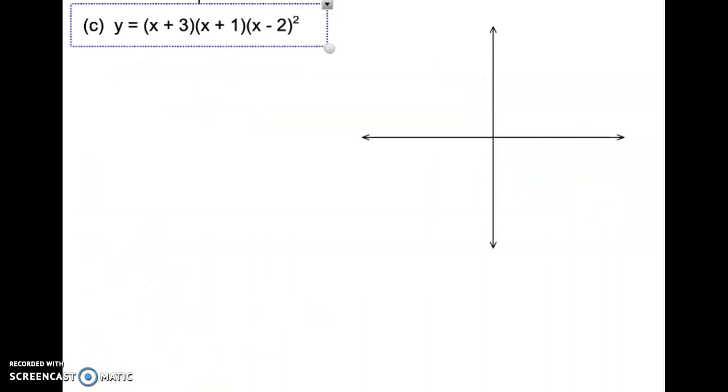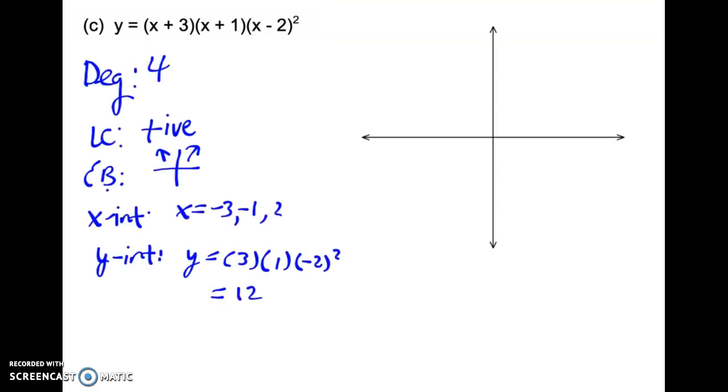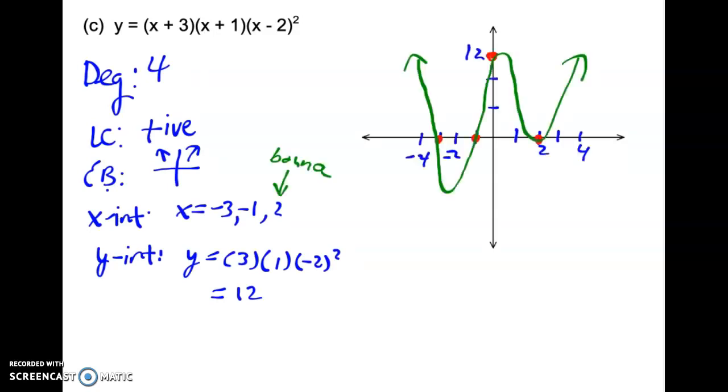So we have one more example. You guys can give this one a try yourselves, and then unpause the video to see the answer. And there we would have our final graph.